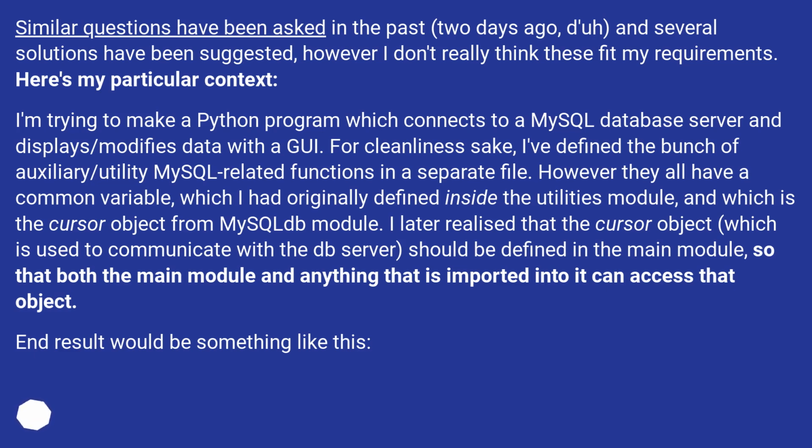For cleanliness' sake, I've defined a bunch of auxiliary/utility MySQL related functions in a separate file. However, they all have a common variable, which I had originally defined inside the utilities module, and which is the cursor object from the mysqlpython module. I later realized that the cursor object, which is used to communicate with the DB server, should be defined in the main module, so that both the main module and anything that is imported into it can access that object. End result would be something like this.